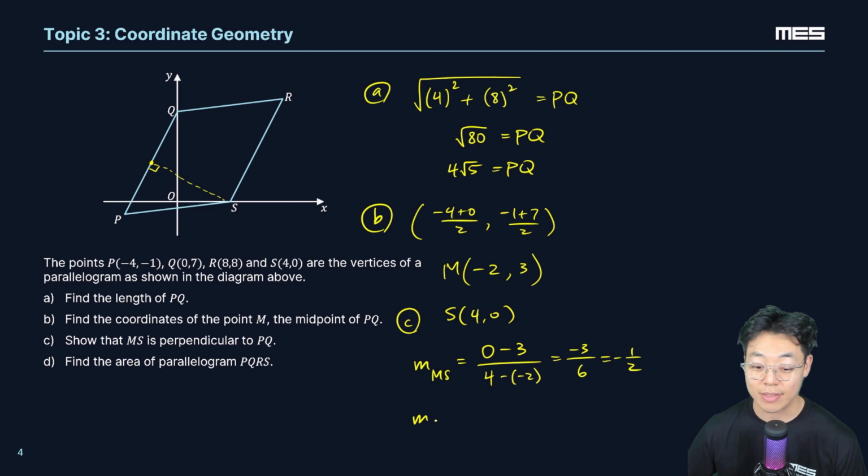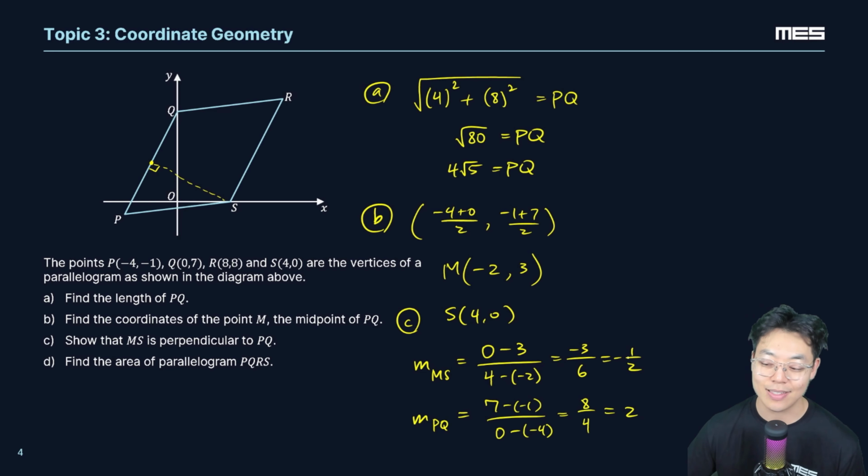So what do we expect the slope of PQ to be? We expect the slope of PQ to be +2. And let's see if that is the case. So for P and Q, I'm going to say y sub 2 minus y sub 1 all over x sub 2 minus x sub 1. 7 plus 1 is 8. 0 plus 4 is 4. We got 2. We know that since they are negative reciprocals of one another, boom, MS and PQ are, in fact, perpendicular.